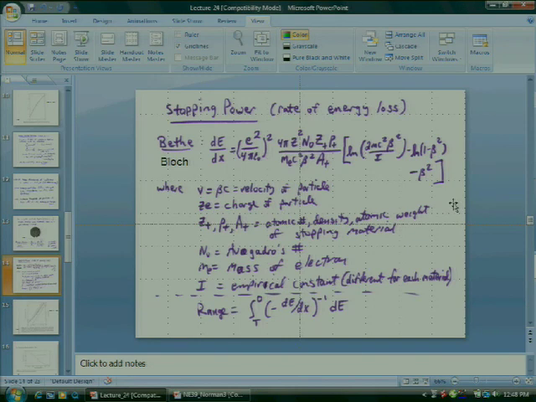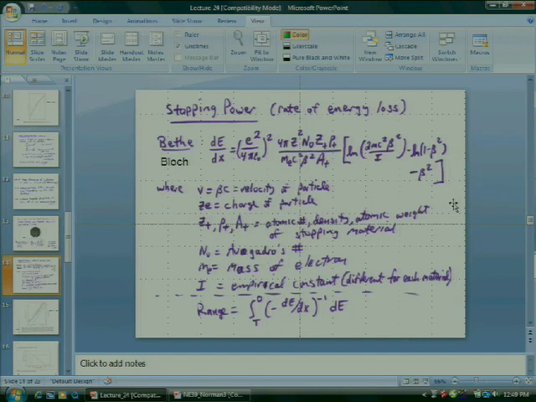The idea is you're shooting a projectile into some material. The projectile has a charge Ze, so if it's a proton, Z is 1. If it's an alpha, Z is 2. If it's a neon nucleus, then Z is 10. And it has a certain velocity, v, which we can relate to the dimensionless quantity beta, which is v over c. So v is beta times c. It's the velocity of the incoming particle.